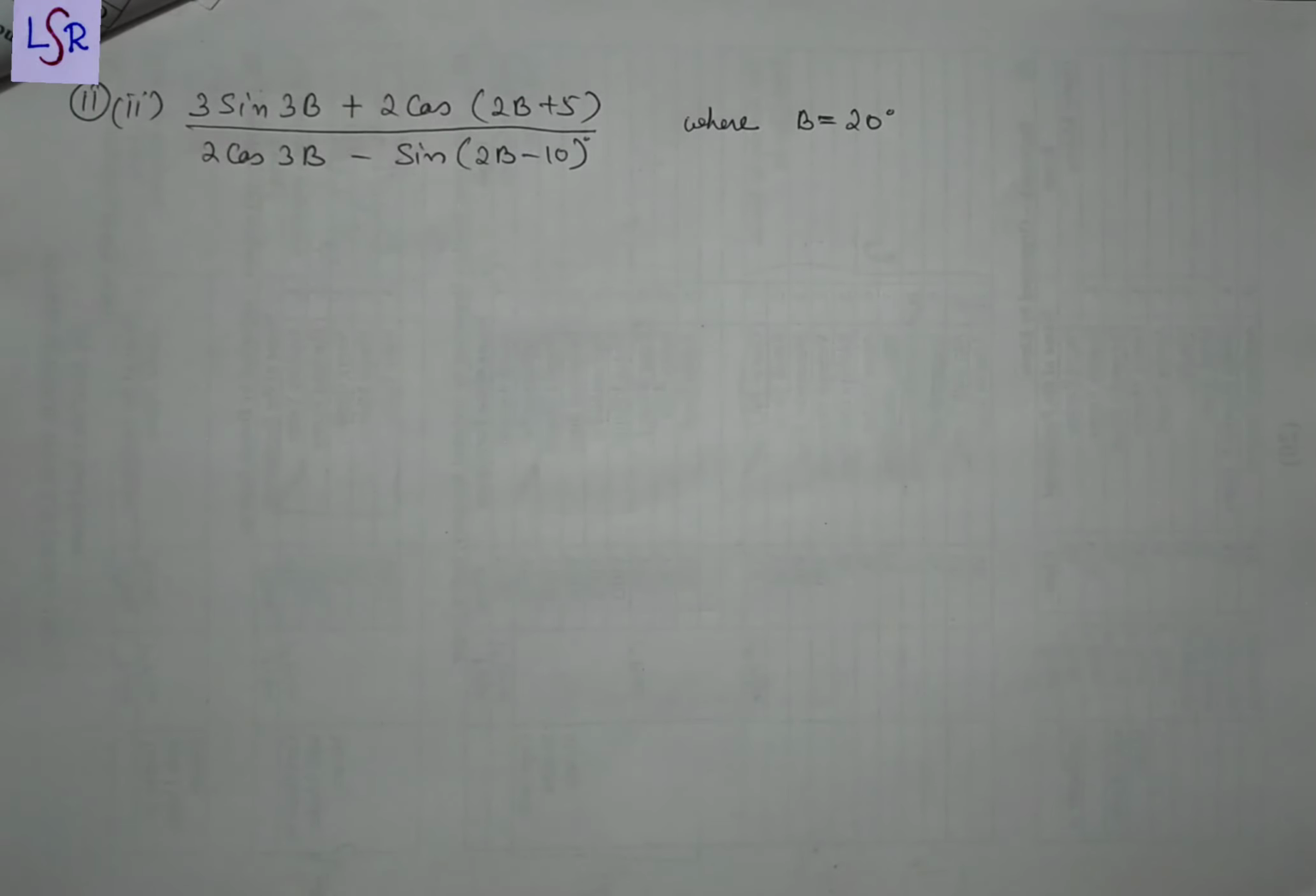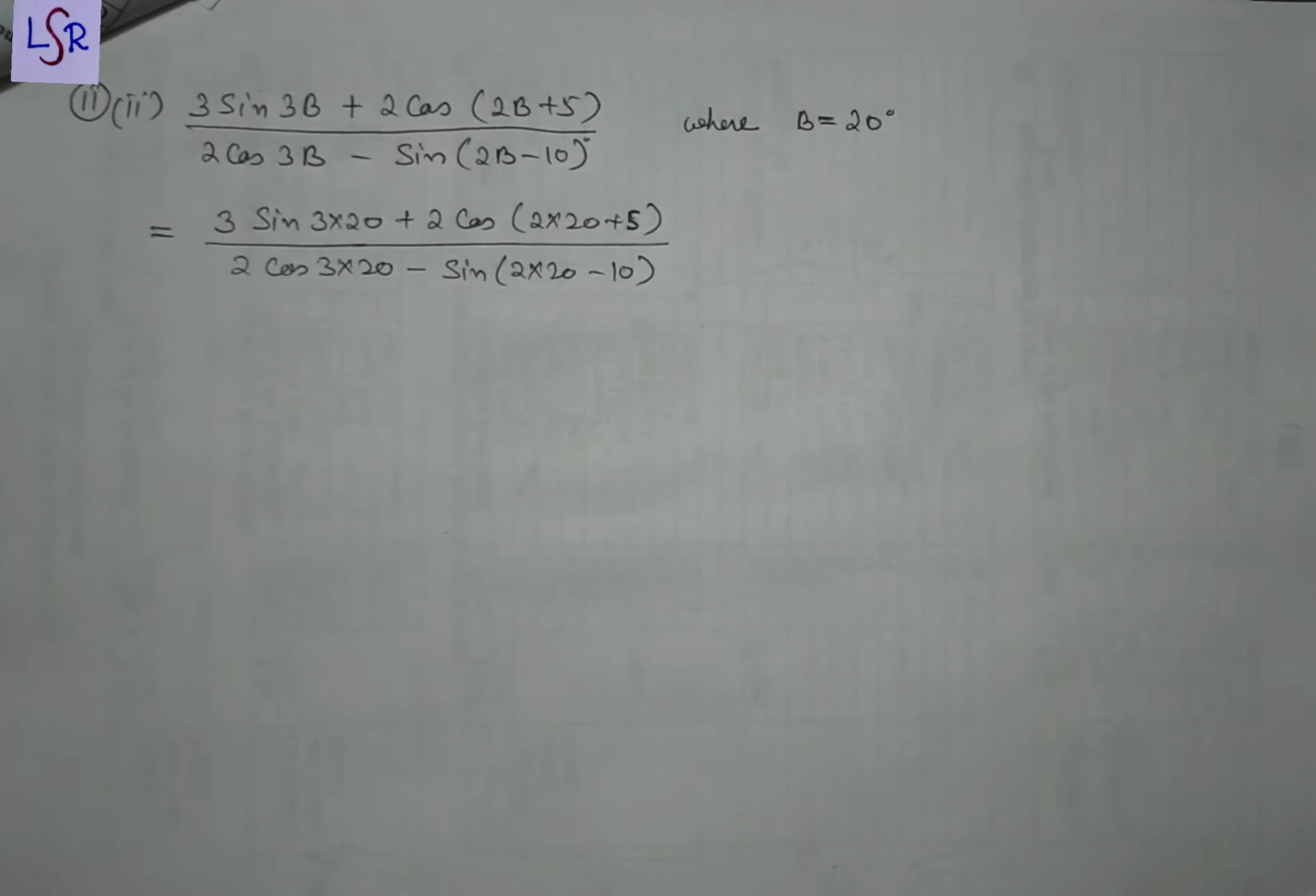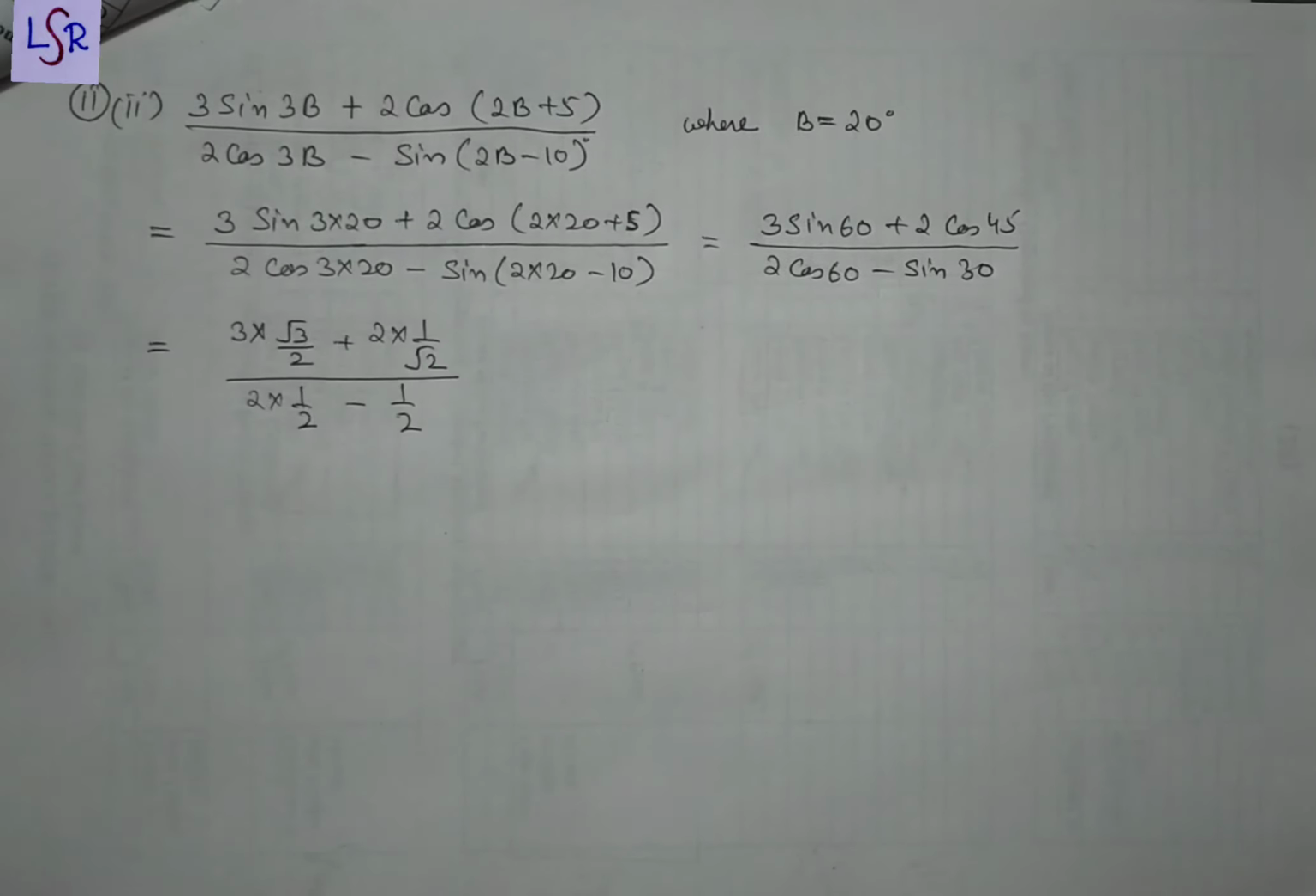Here also we have to evaluate (3 sin 3b plus 2 cos 2b plus 5) upon (2 cos 3b minus sin 2b minus 10), where b is 20. So very first of all, we are going to place the value of b, and now we are going to solve it to get the standard angles, and here we are going to place the values of it, and after placing the values we have got this. Now we are going to solve it.